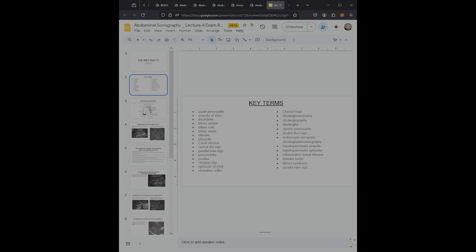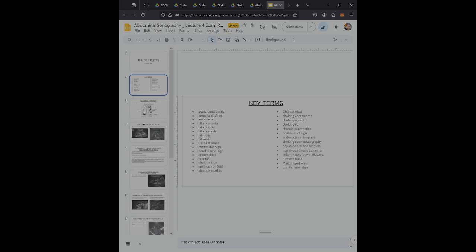Inflammatory bowel disease. This is chronic inflammation of all or parts of the bowel. Klatskin tumor is a malignant biliary tumor located at the junction of the right and left hepatic ducts. Mirizzi syndrome is a condition when the patient presents with jaundice, pain and fever secondary to a lodged stone in the cystic duct. Parallel tube sign is an enlargement of the common duct to the size of the adjacent portal vein within the portal hepatis.